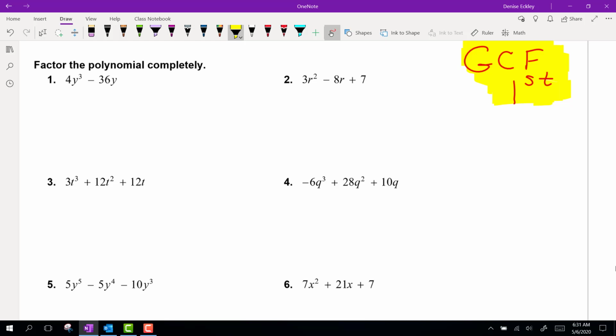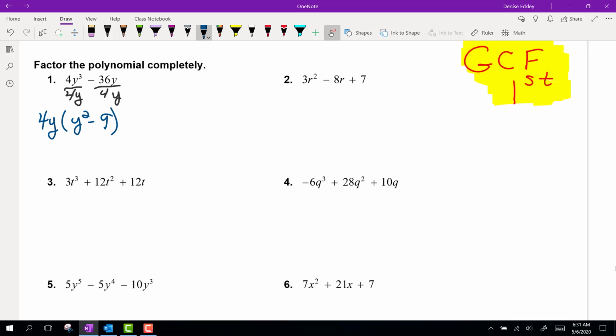So for the first one, what I notice is both terms are divisible by 4, and both terms have a y, and the lowest power of y is y to the first. So that's what I'm going to factor out. Once I do that, I'll have a 4y in front, and then on the inside, I'll have y squared minus 9. So that's my first step, always, for every one of these.